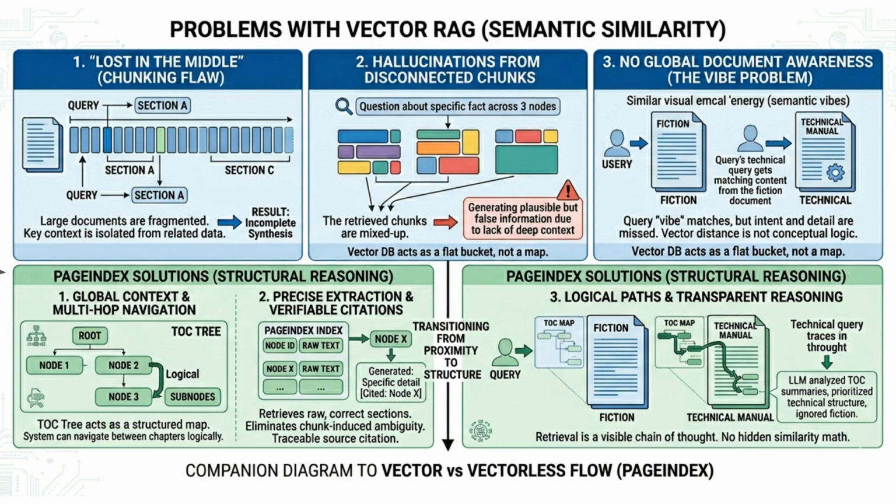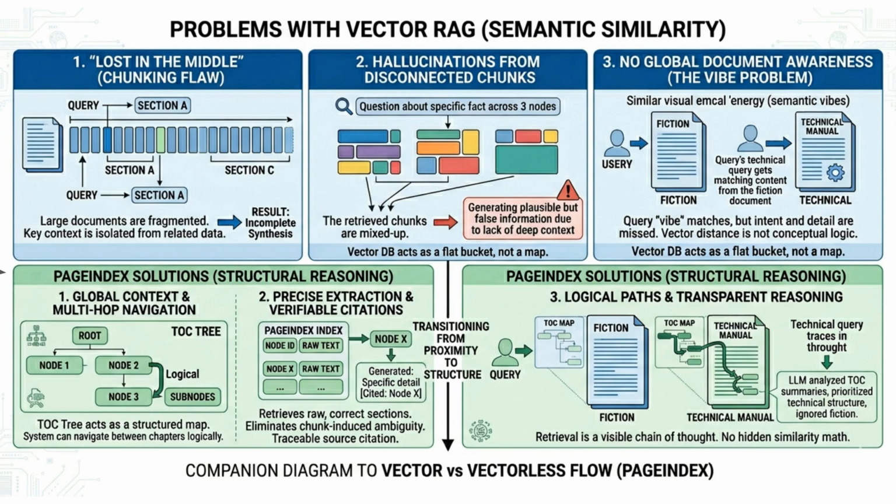And most critically for SRE verification, we get a traceable source citation. Every single generated detail can be mapped directly back to its original structural node, cited node X. This makes hallucinations verifiable and solvable. Column 3, logical paths and transparent reasoning. Finally, we solve the vibe problem by visualizing the visible chain of thought.